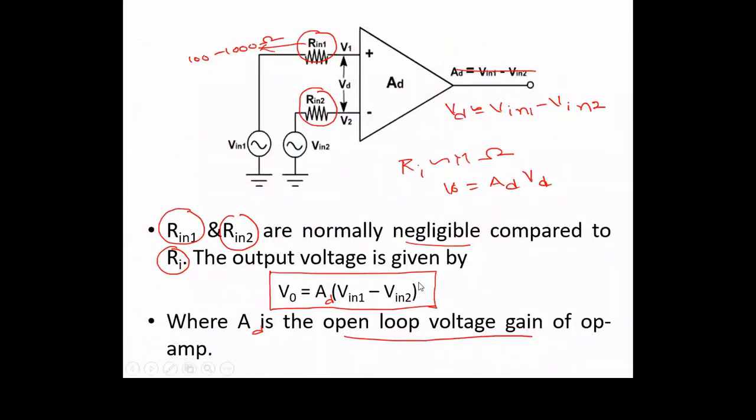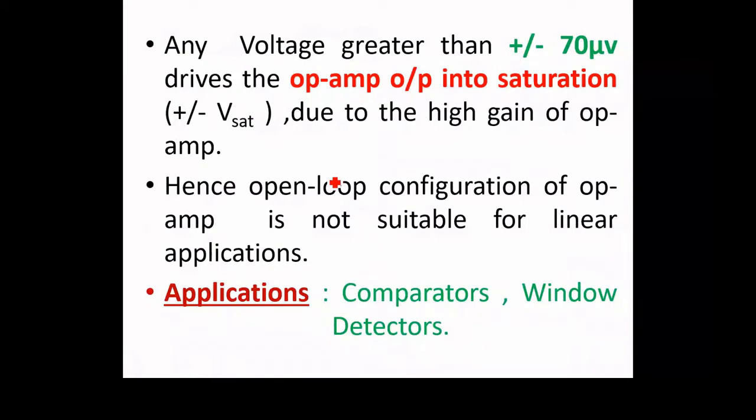We'll look at the configurations one by one. So what is the limitation when we are operating in the open loop configuration? The voltage we need to apply is very small.